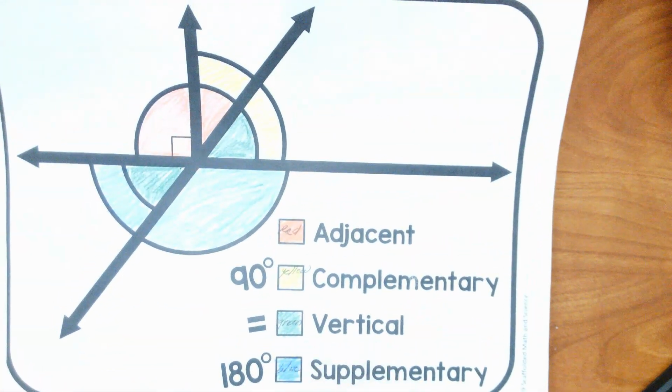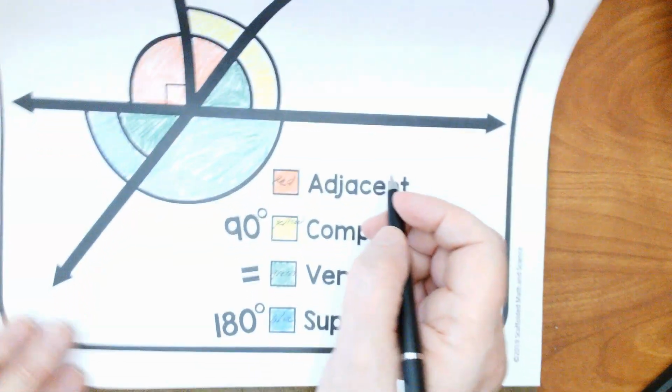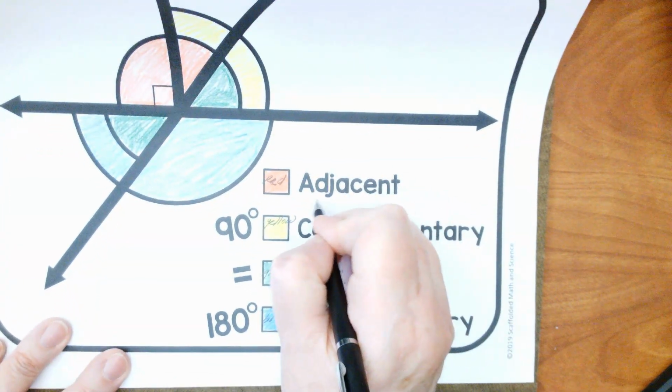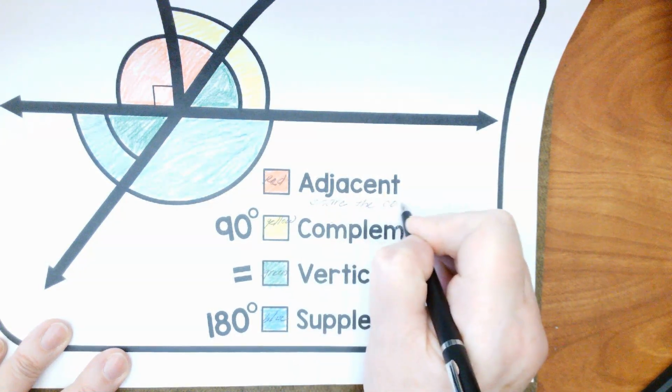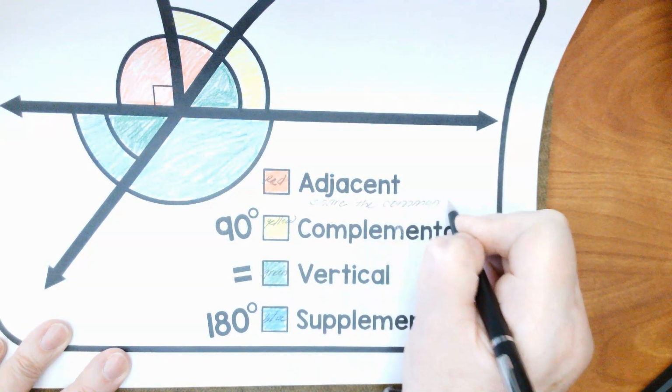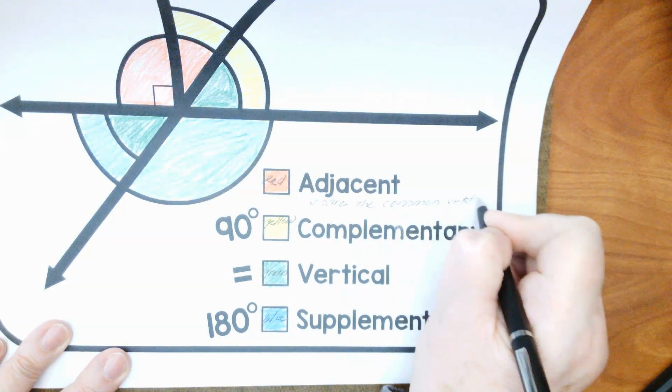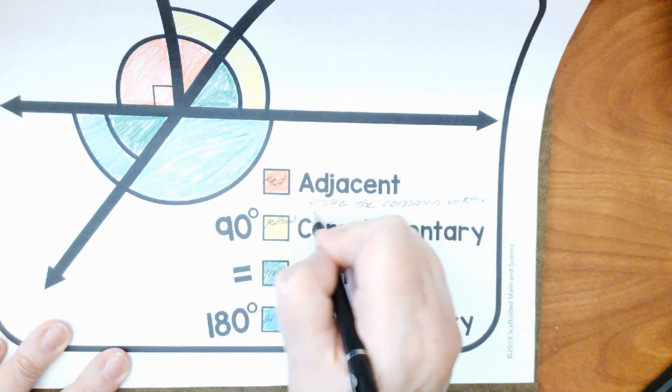Now that we know what they look like, I'm going to give you the definitions. So the adjacent, they share the common vertex and side.